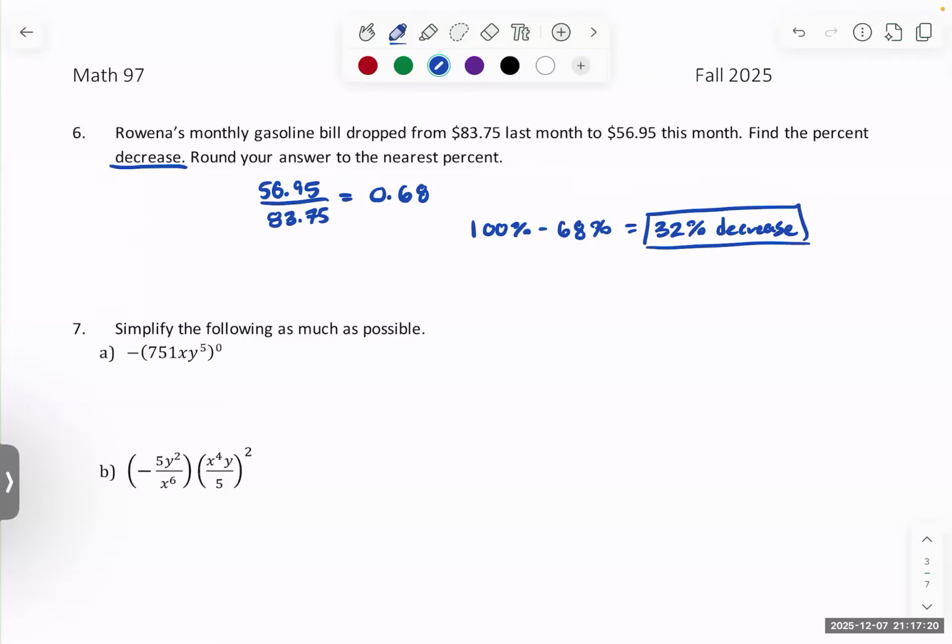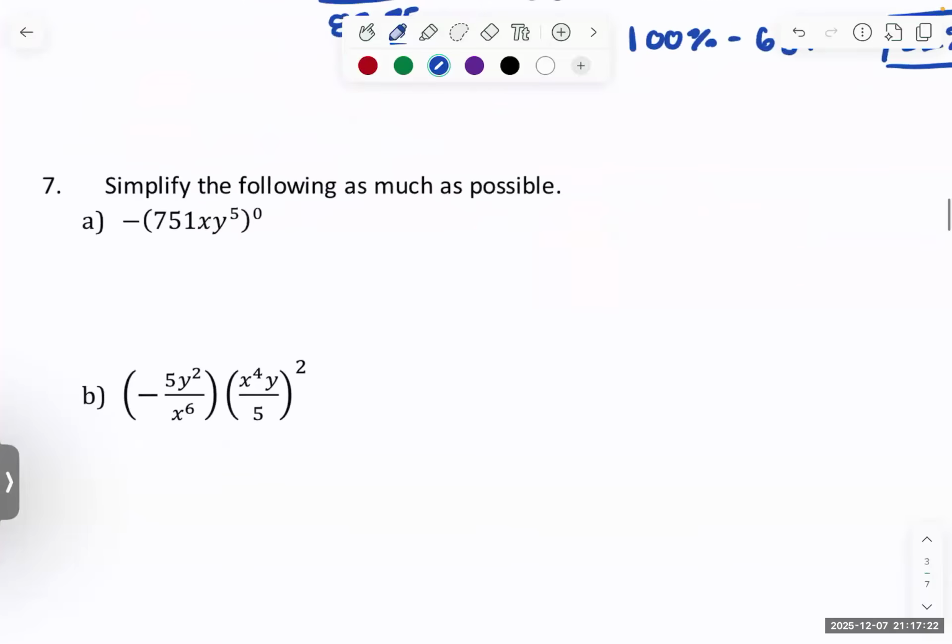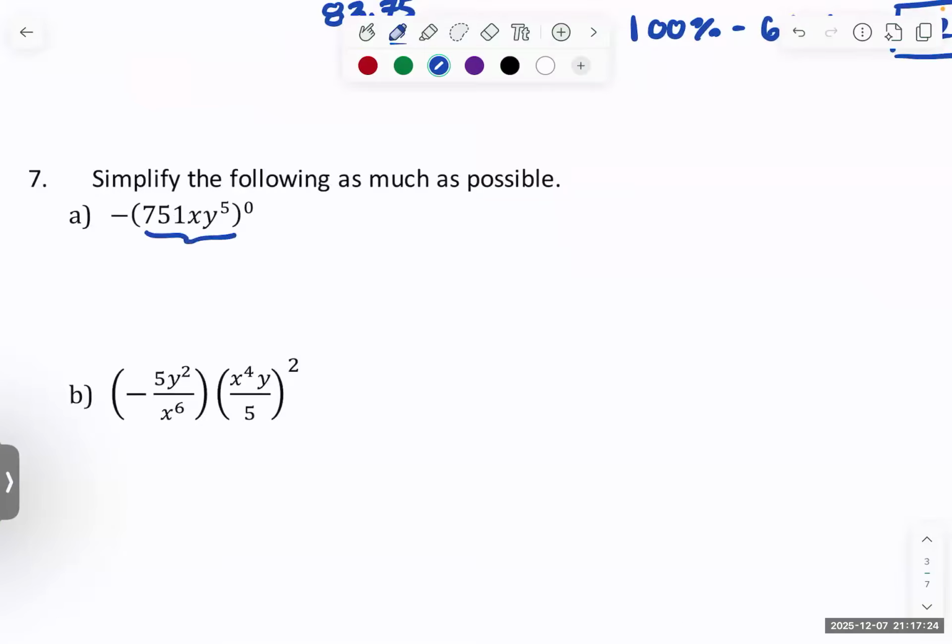And that's it. Simplify the following as much as possible. So anything to the power 0 is always 1. So this is just negative times 1, which is negative 1.